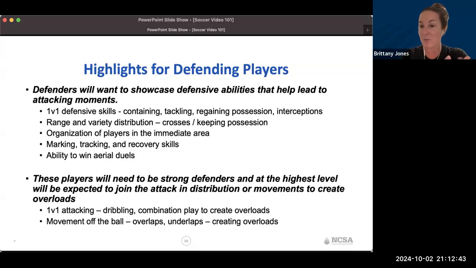If I'm an outside back, maybe it's a 1v1 attacking moments. Maybe it's my support movement. So there's still things we want to showcase as a defensive player that are also part of the attacking phase of the game. Okay. But whatever position you're playing for your team, that's where we want to showcase you. And then the big thing is what is my role in that position?